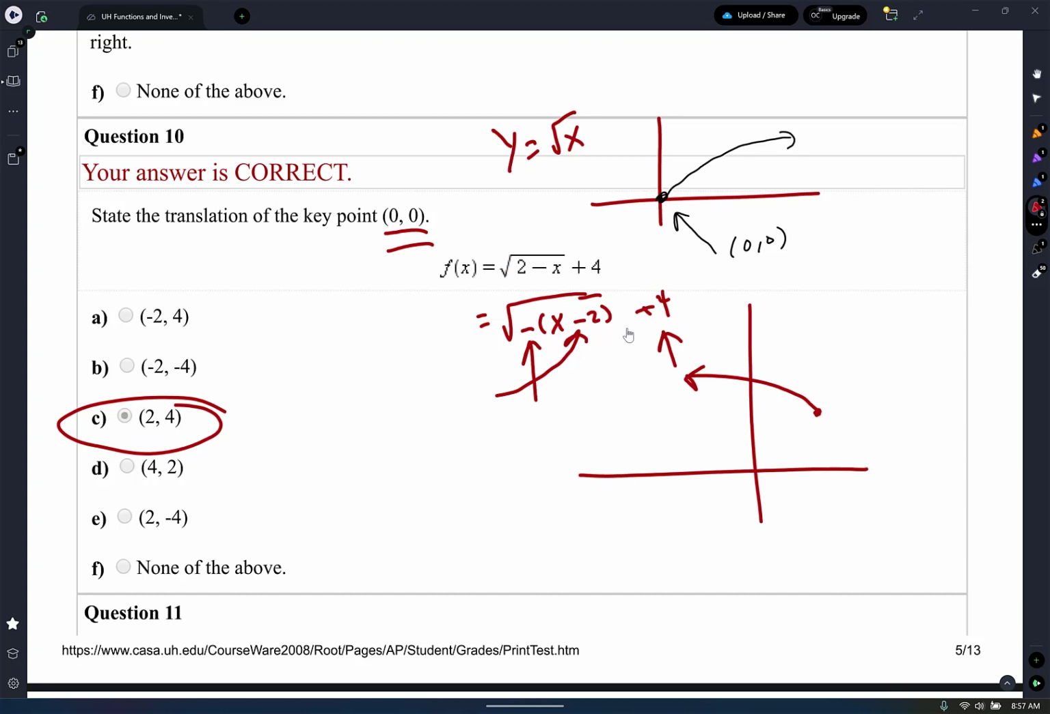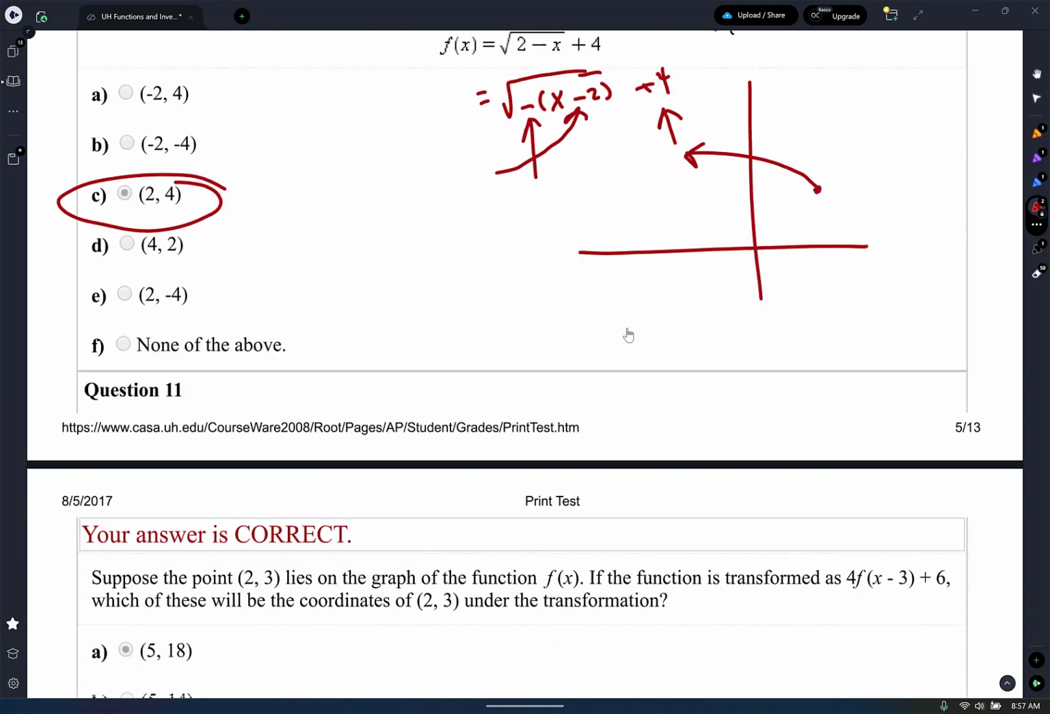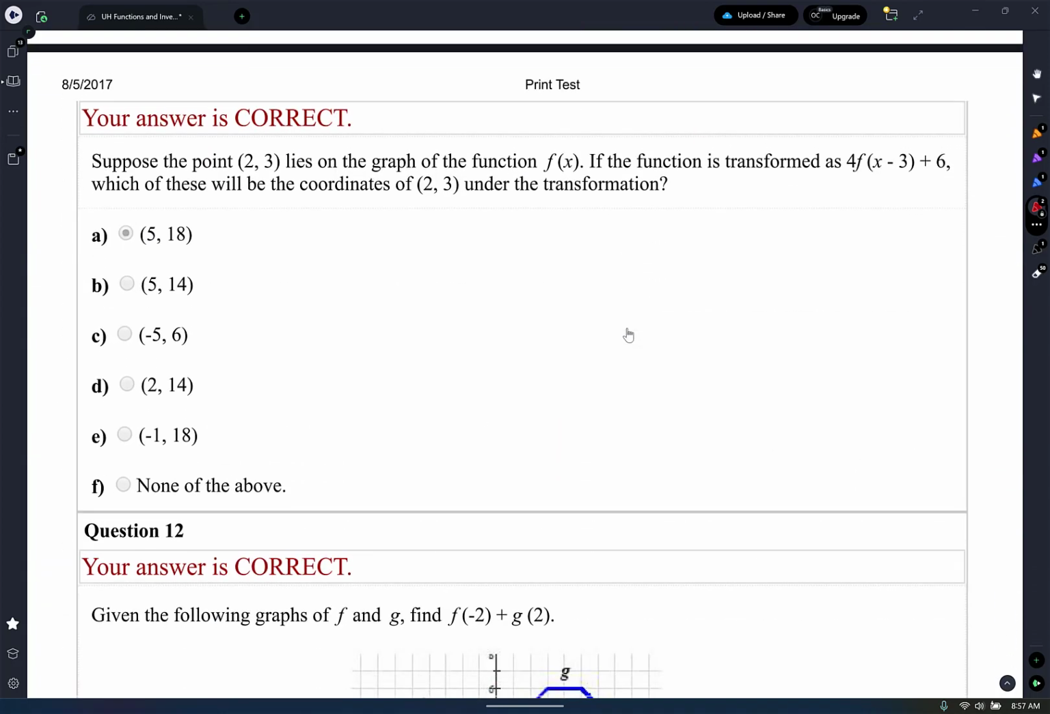All right, let's see. Okay, let's go to the next one. All right, suppose that the point 2, 3 lies on the graph of the function f of x. If the function is transformed, so they're telling us how they're transforming it, guys. Which of these would be the coordinate of 2, 3 under the transformation? All right, here we go. What does that 4 do?